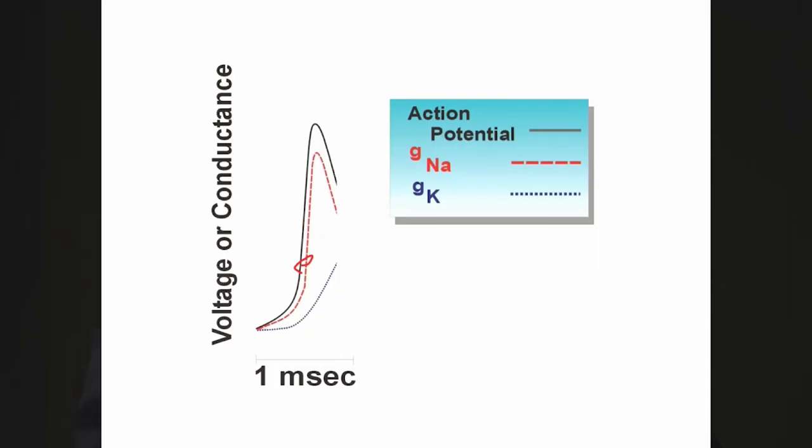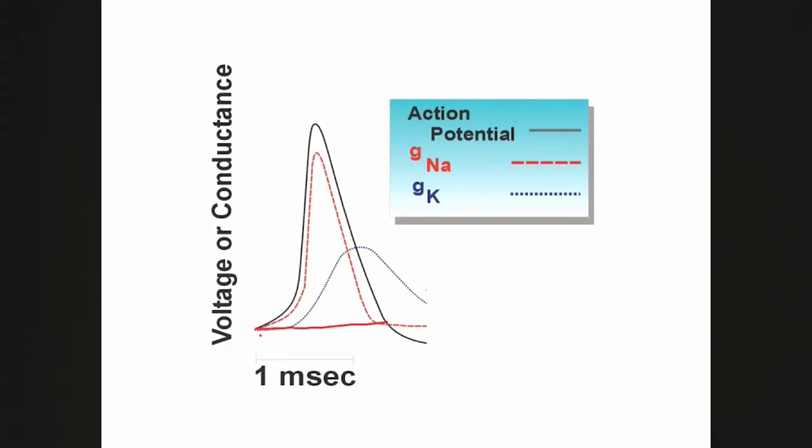Then we have two things happening. One is that we have this process of sodium inactivation. The sodium conductance is decreasing. At the same time the sodium conductance is decreasing, now the potassium conductance is increasing dramatically. So this decrease and this increase leads to the repolarization phase of the action potential.